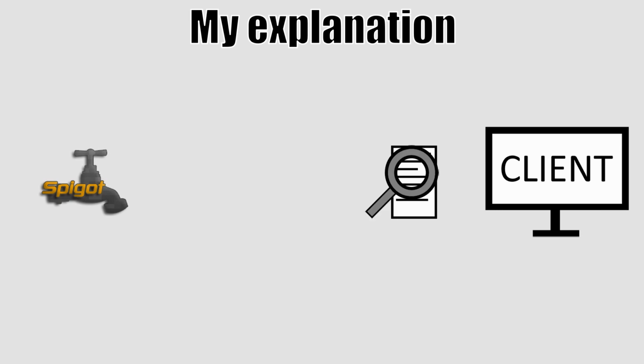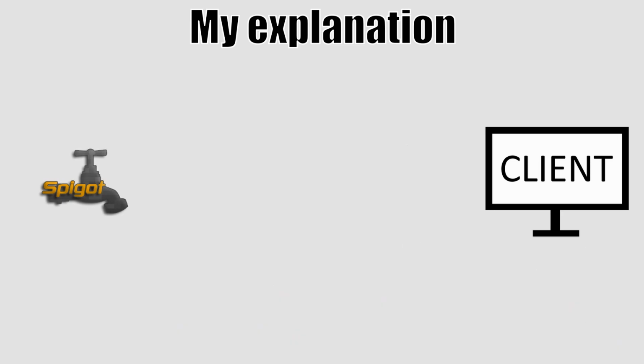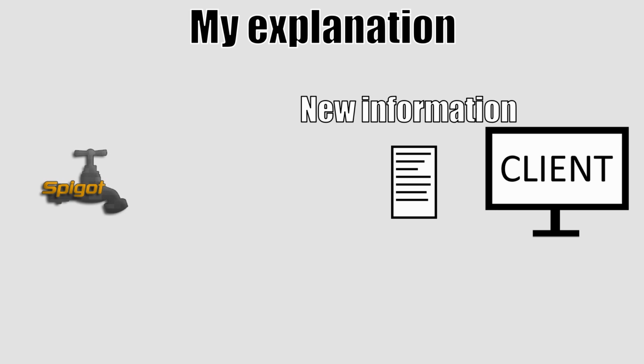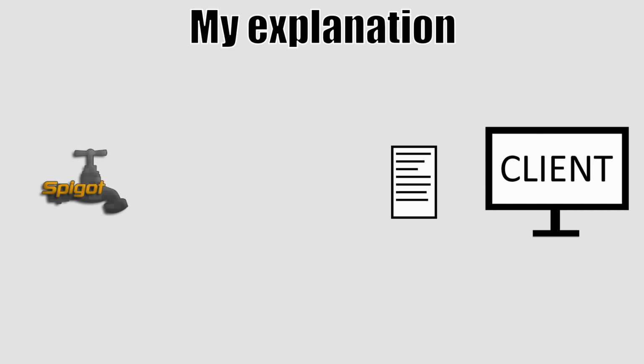In addition to checking this, the client also reads more about the item, and one of the things he finds is that the server told him that the item is still inside of a block. "Well, even though it's not on my side, the server is the boss here, so I'm gonna do my standard procedure." And once that's done, the client again receives information about the item. This time he realizes that the item is way over the limit of inconsistency and thus changes the position of the item back to its original place. And this cycle repeats because the item is still stuck in the block.